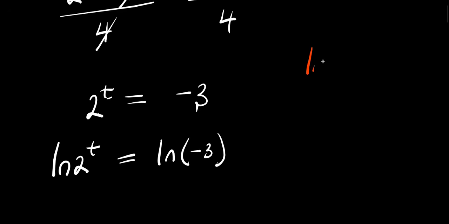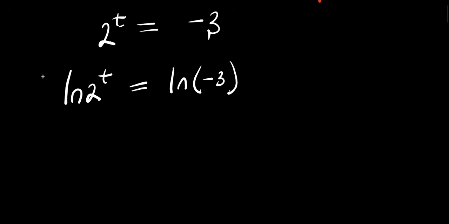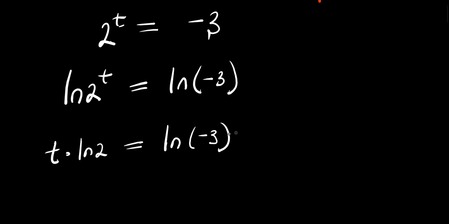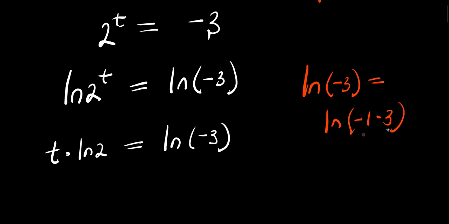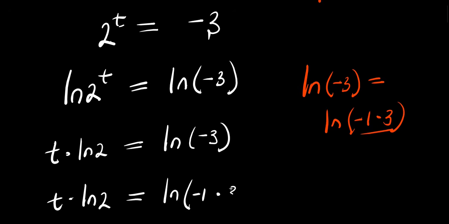Now, if you have natural log of a to the power of b, it equals b times natural log of a. So I have t times natural log of 2 equals natural log of negative 3. Also, if you have natural log of negative 3, I can simply have it as natural log of negative 1 times 3, because negative 1 times 3 is negative 3. So I have t times natural log of 2 equals natural log of negative 1 times 3.